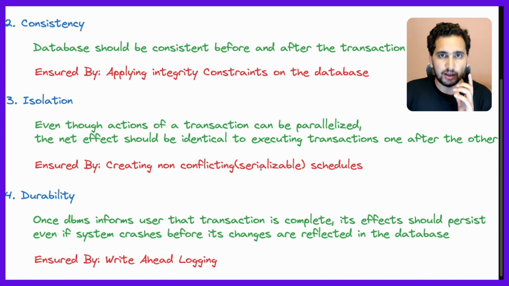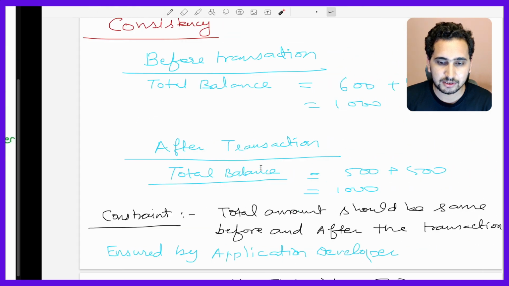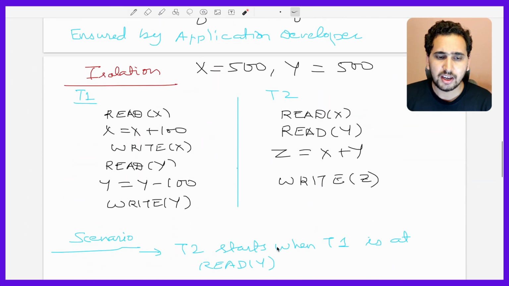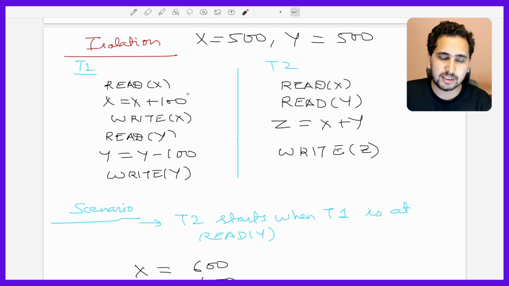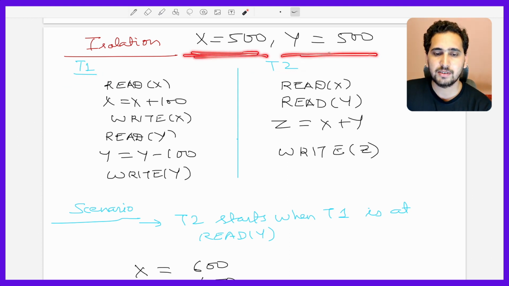But what happens if there are multiple transactions and they try to update the same record? Let's take a look at what will happen if there are multiple transactions trying to update the same record. Let's draw one scenario. There are two transactions, T1 and T2, and initially there are two key value pairs, X and Y. Initially the value of X is 500 and the value of Y is also 500.